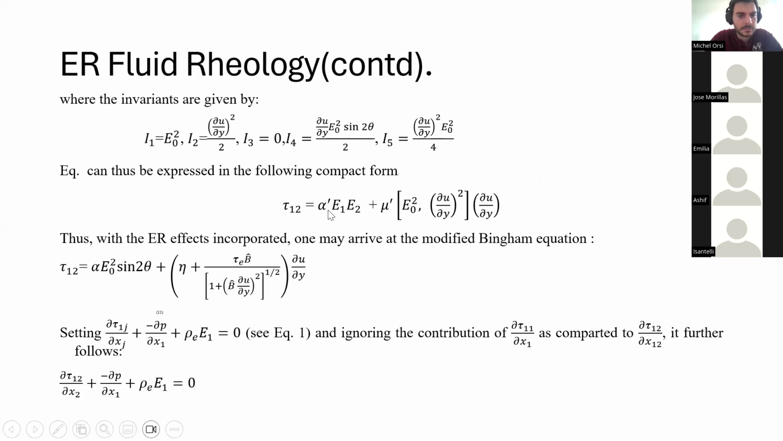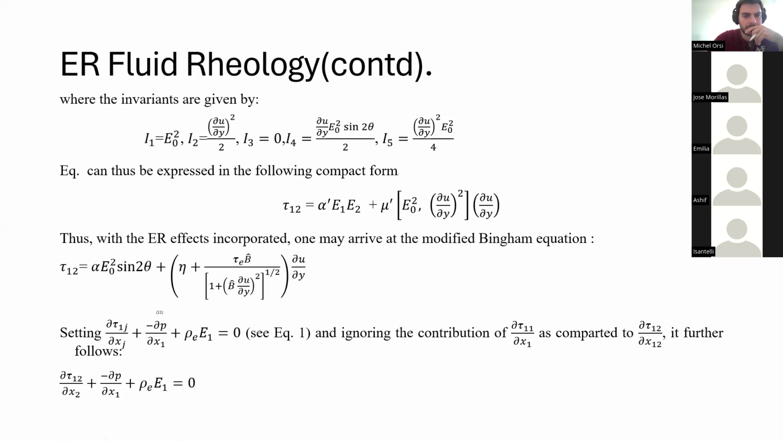Then tau 12 can be written as alpha prime E1 E2 plus mu prime E naught square (del u del y) whole square times del u del y, where mu prime is the effective viscosity, alpha prime is a constant, and E1 equals E naught cos theta, E2 equals E naught sin theta. This first term on the right hand side indicates that the fluid experiences an electrorheological body force in the longitudinal direction as a result of a spontaneously generated transverse electric field, indicating that a non-zero shear rate occurs even in the absence of externally applied shear stress.